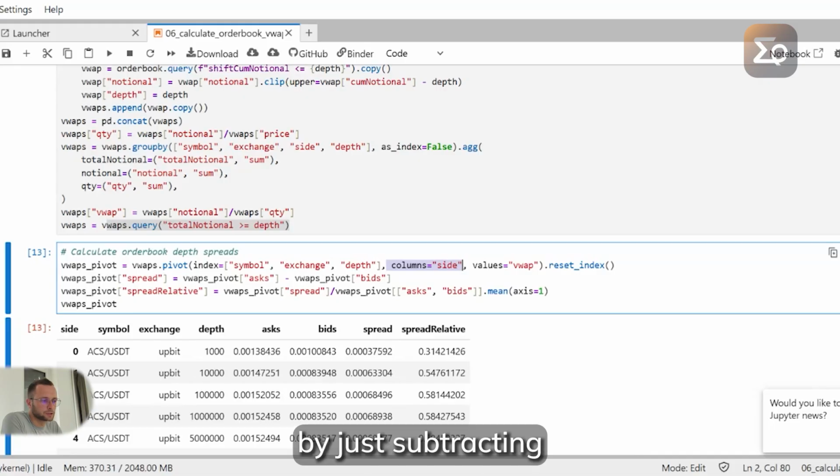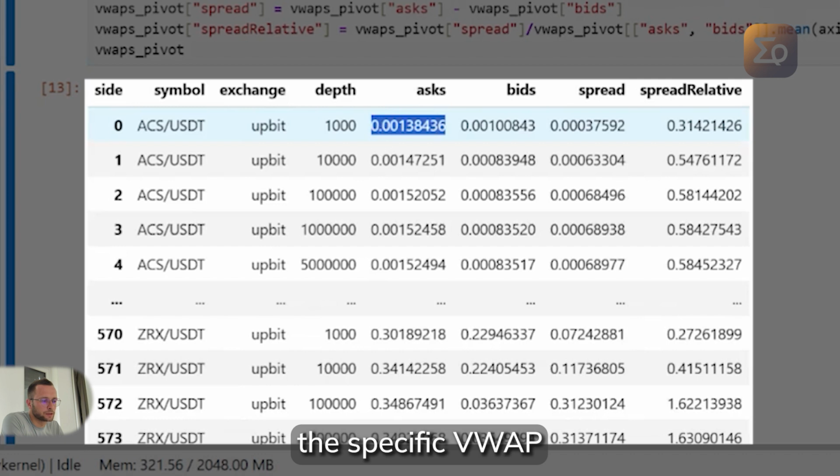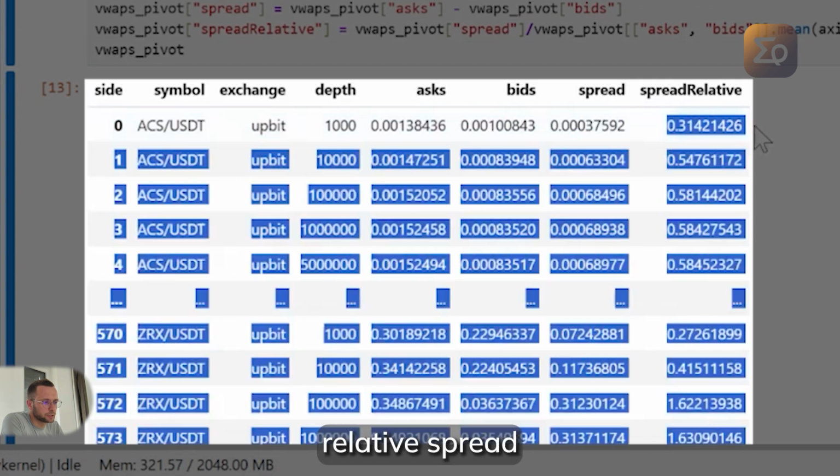Very easy by just subtracting the asks from the bids, and to get the relative spreads so that we will be able to compare all of our coins and depths at the same time, we calculate a relative spread, which is simply given by taking the spread and dividing it by the average of the asks and the bids. And then we get this nice clean data frame which contains our VWAPs, where we get for each depth the specific VWAP on the ask side and on the bid side, as well as the spread between that ask and that bid. And here we can see the relative spread.